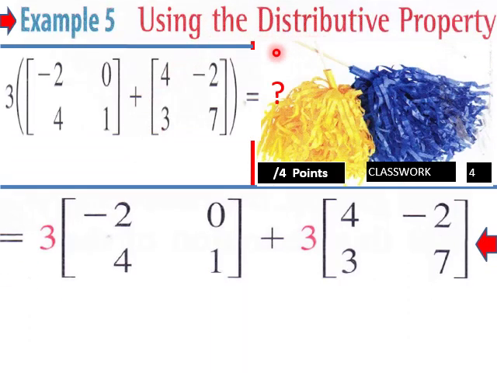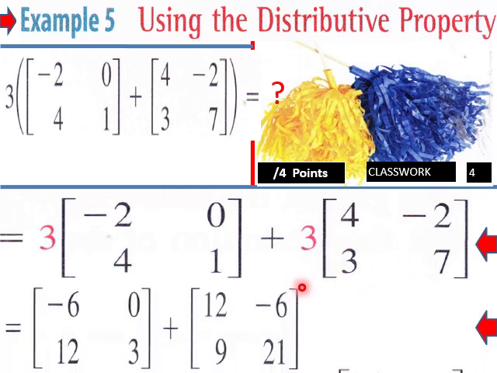So using the distributive property here, we have 3 times the quantity of this matrix plus this matrix equals what? Okay, so we can put this in brackets. 3 times negative 2 is 0, then 4, 1, plus 3 times... We're going to use our distributive property of multiplication here, then 4 and negative 2, 3, and 7.